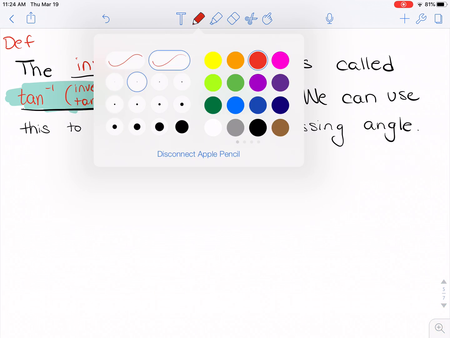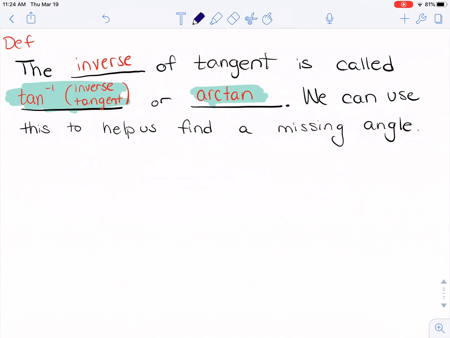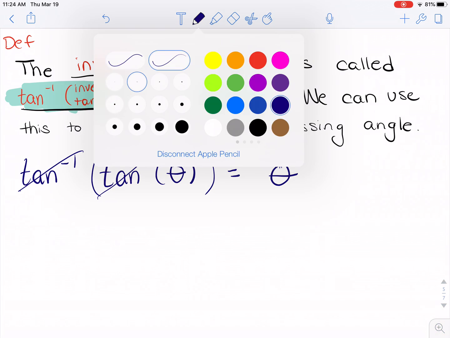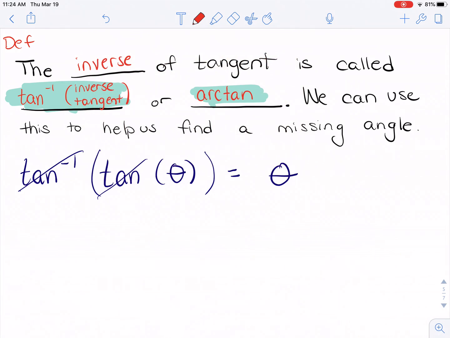Just from a symbolic side, I want to show you this. Let's assume that we have the tangent of an angle. We'll call that angle theta. Since inverse tangent is the inverse, if I apply inverse tangent to the tangent, they will cancel with each other. And what will be left for us is the angle. I know that the symbols don't really mean too much, but I'll write this out for you.